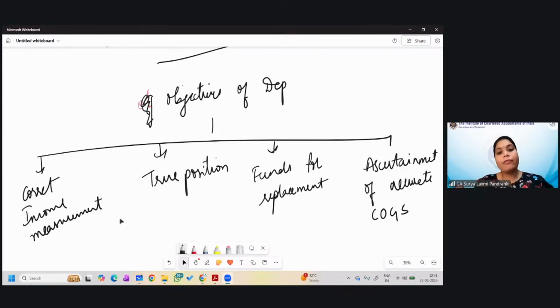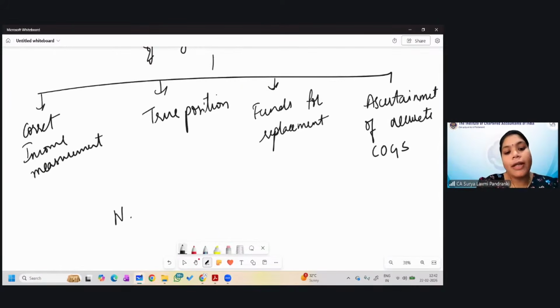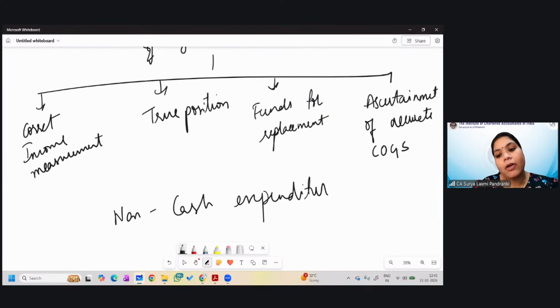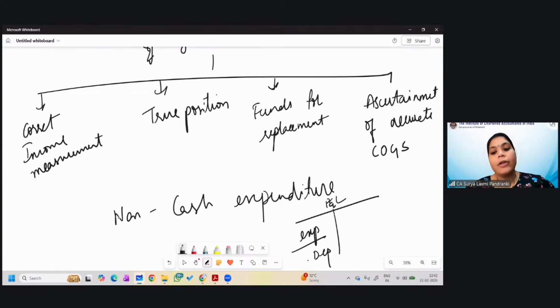When you start providing for depreciation, your income statement is correctly measured. How can we say that? Depreciation is a non-cash expenditure. You should remember this. Why is it called a non-cash expenditure? When you provide depreciation, do you think any cash is going out of your organization? No cash will go out. You will just provide depreciation as an expenditure in your P&L statement. It is part of your P&L statement as an expense. Are you actually paying this amount to anyone? No. That is why it is a non-cash expenditure.